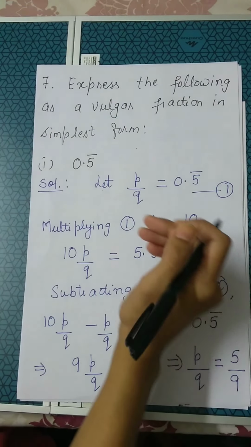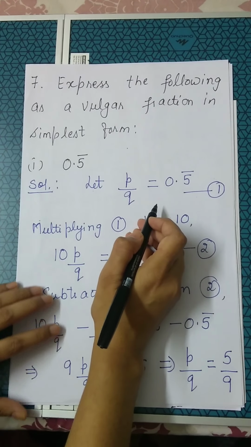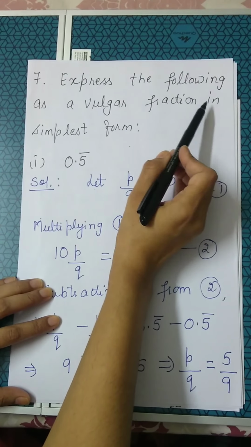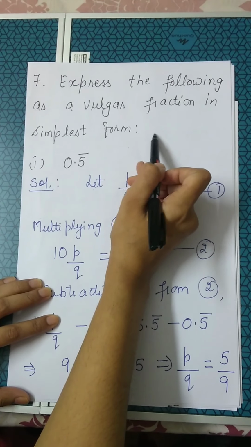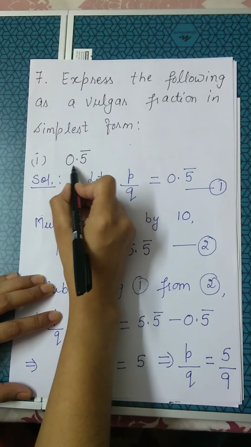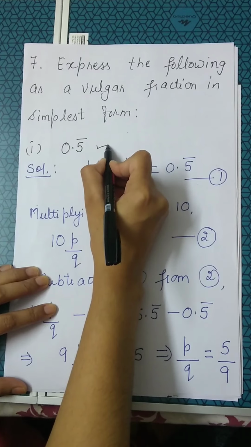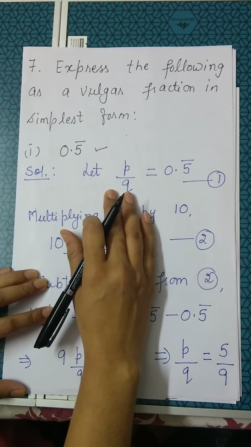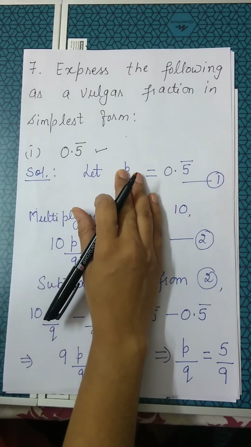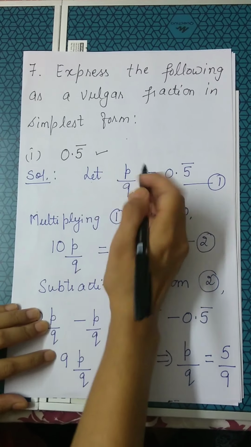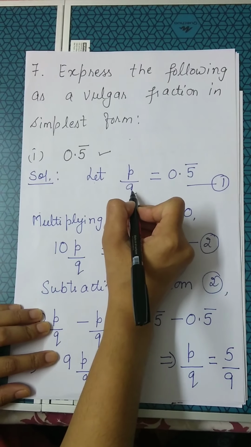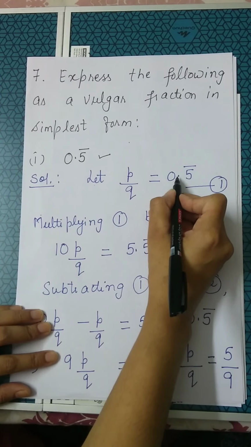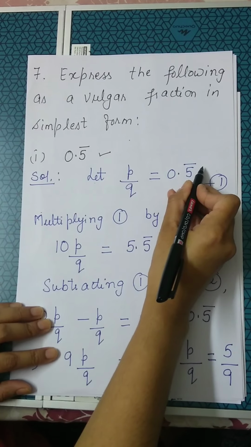Next one, let's discuss question number 7. Okay, this one is important. Express the following as a vulgar fraction in the simplest form. Now I'm given recurring decimals here. If I need to write them as a vulgar fraction, I will let them be P over Q. Let this be a fraction or a rational number. Now this is equal to 0.5 bar.